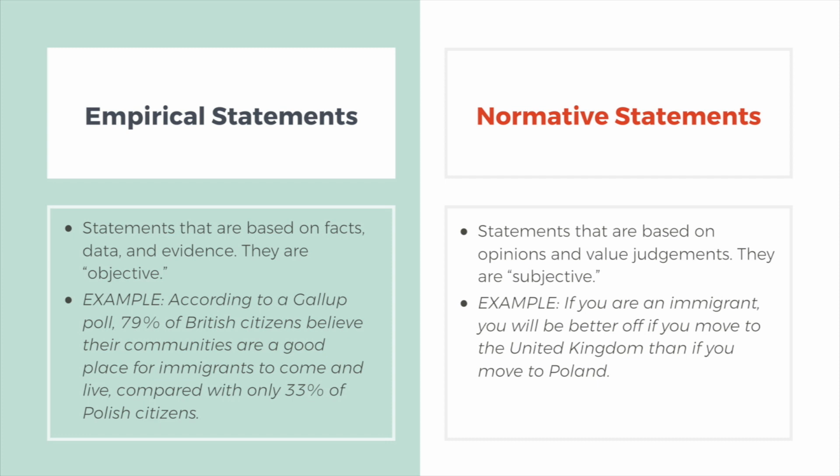Just because the poll is asking people for their opinion, it's still a factual statement, because it's a statement saying, here's how the people responded to this polling question. A normative statement is something very different. If I were to say something like, immigrants are better off moving to the United Kingdom than Poland, that's an example of a normative statement, because it's really just a personal opinion or a value judgment.